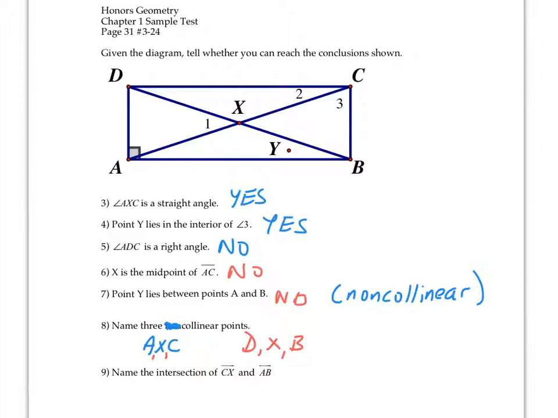In number 9, it says name the intersection of ray CX and line AB. Ray CX starts at C, goes through X, and continues on because it goes infinitely in one direction. Line AB goes through points A and B and continues on infinitely in 2 directions. So their intersection is point A. That's where the 2 objects intersect.